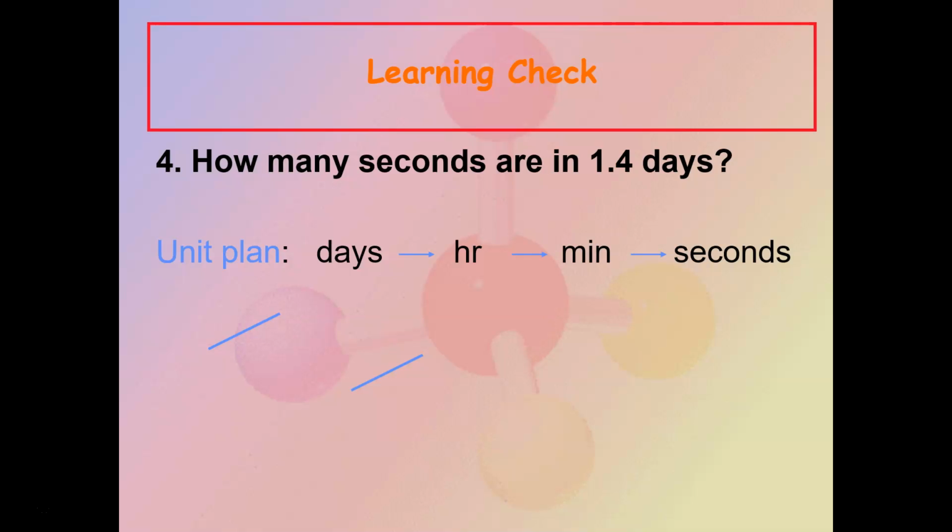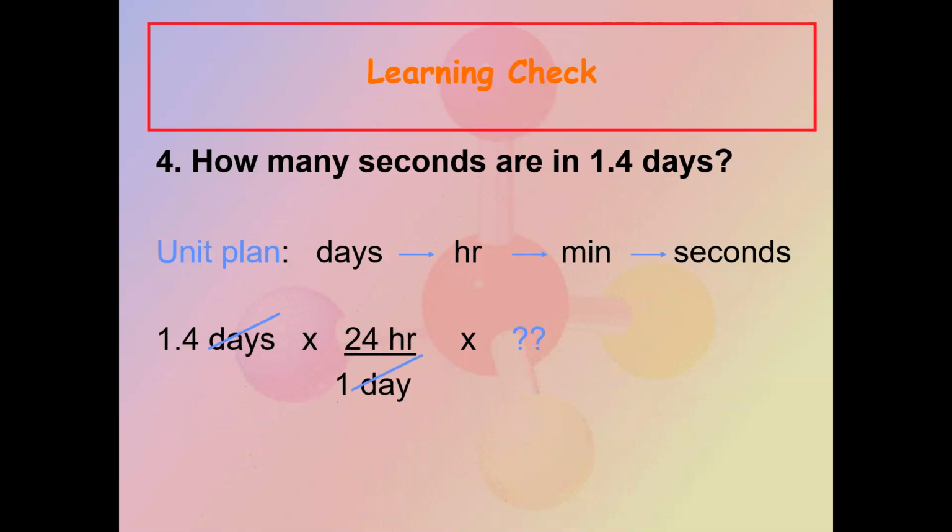All right, this one asks you how many seconds are in 1.4 days. Now, I have a feeling most of you off the top of your head don't have memorized the number of seconds in a day. But chances are you know how many hours are in a day, 24. You know how many minutes are in an hour, 60. You know how many seconds are in a minute, 60. So I'm going to start it for you, and then I want you to finish it up.